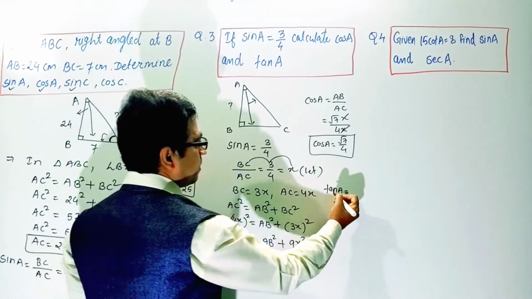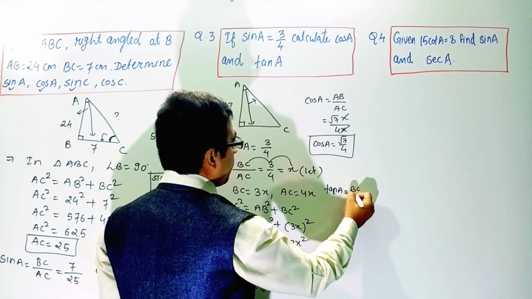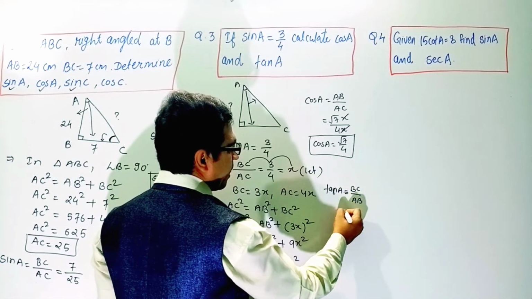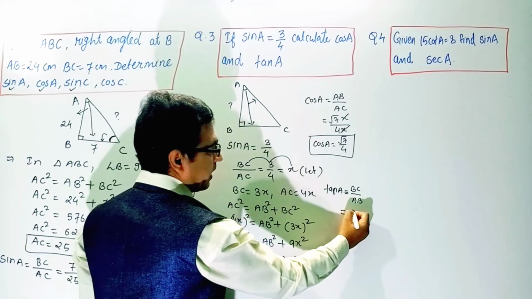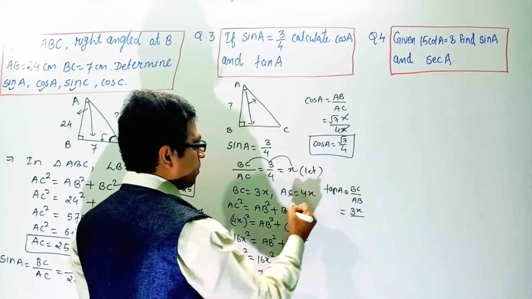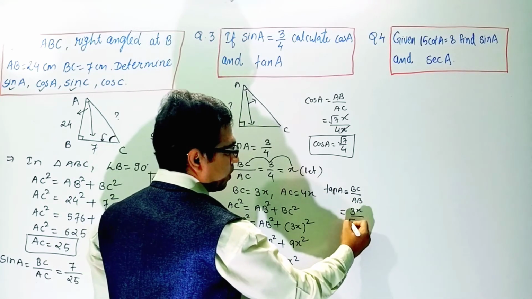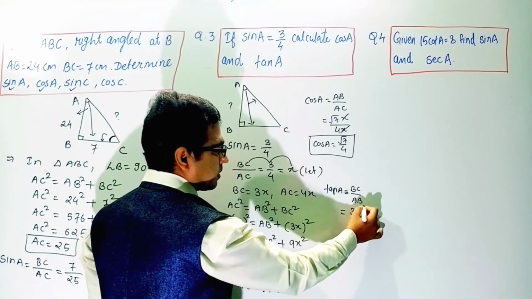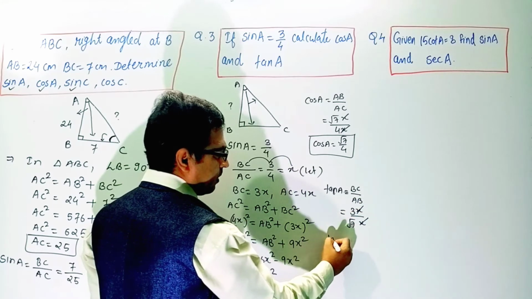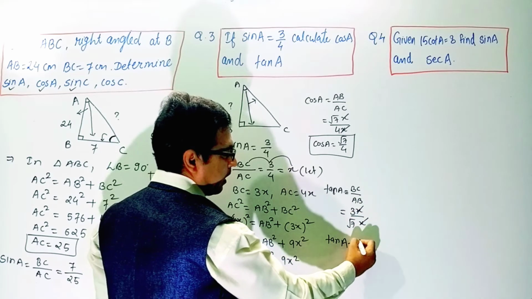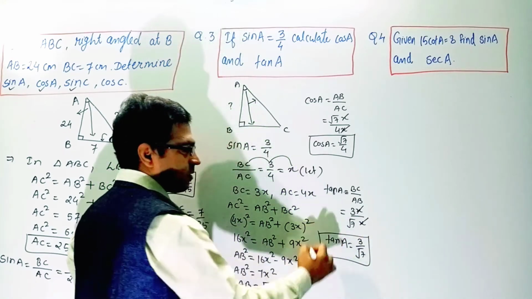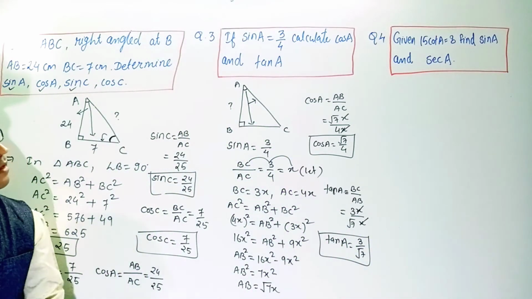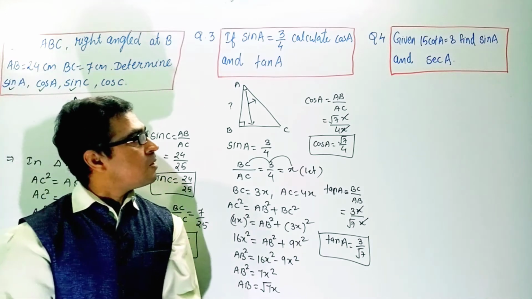So we can write BC upon AB. So what is the value of BC? The value of BC is 3x, and the value of AB is root 7 into x. X will be cancelled. So the value of tan A is 3 upon root 7. Right, student? Now moving to the next question, question number 4.